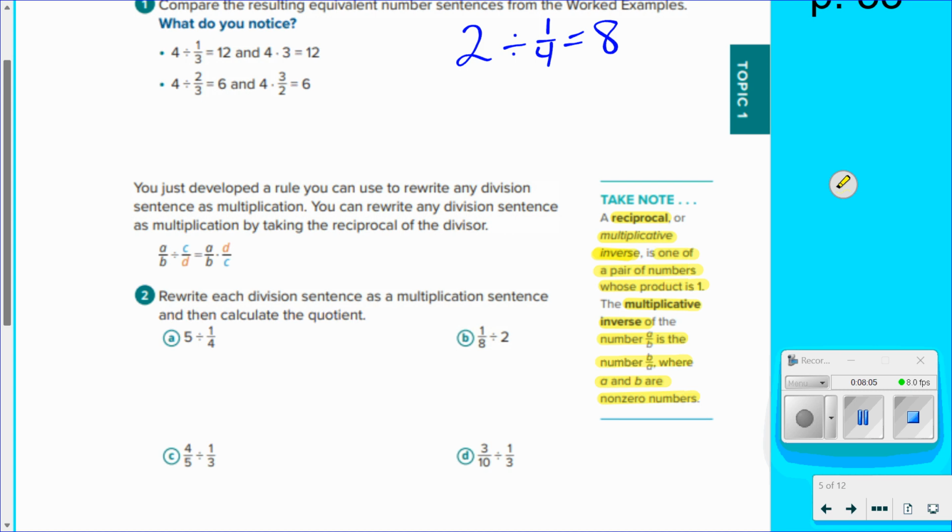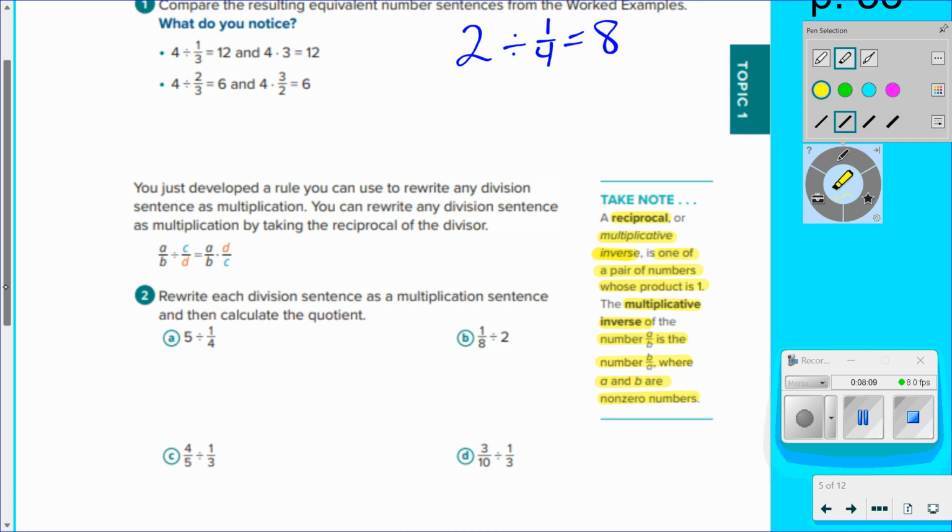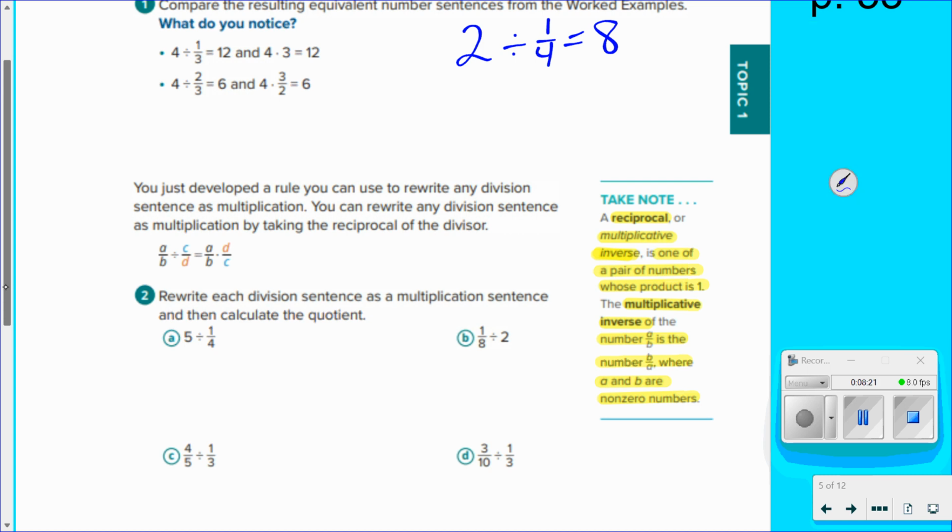So what's the inverse of 1/8? 8 over 1 or 8. What's the inverse of 2? 1/2. Remember, to flip it, if I have a whole number, it means that it's over 1. So to flip it, I put the 1 now on top. Make sense? So now, mathematically, let's look at what we are doing.